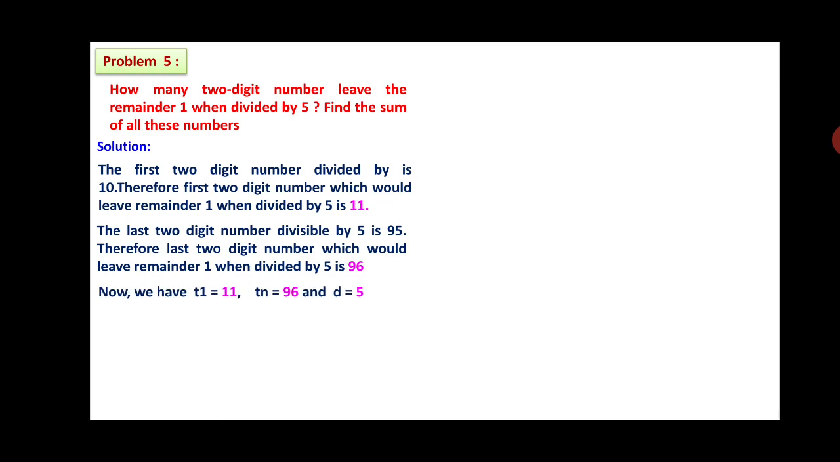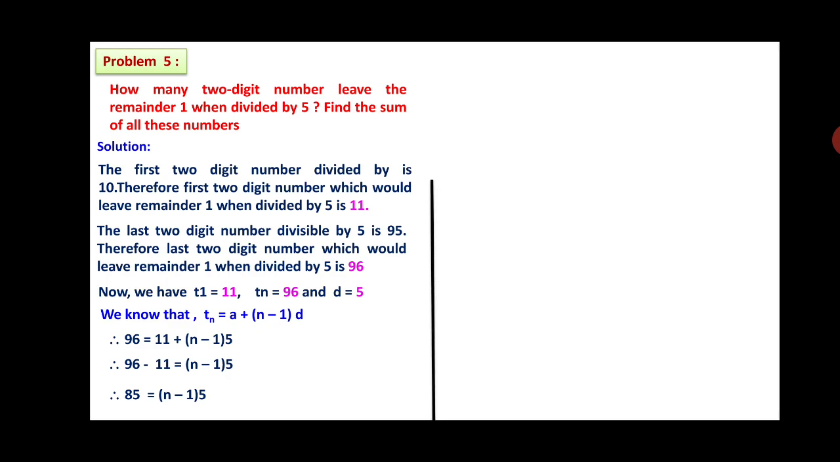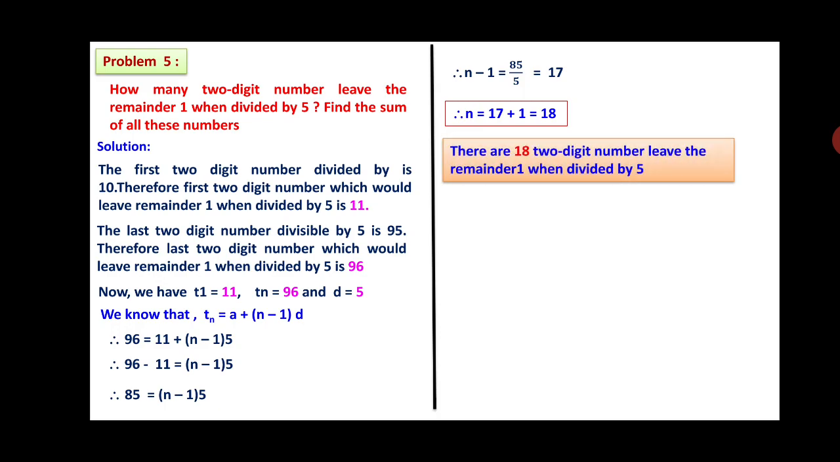Now, we have that T1 is 11, Tn is 96 and the difference is 5. We know that Tn is equal to A plus n minus 1 into D. This is the formula we are using here. Now substitute the values. Tn is 96, which will be equal to A is 11 plus n minus 1 into D is 5. Now we will simplify. 11 goes to the left hand side, 96 minus 11 is equal to n minus 1 into 5. So subtraction is 85 is equal to n minus 1 into 5. Therefore, friends, n minus 1 is equal to 85 divided by 5, that leads to 17. Therefore, n is equal to 17 plus 1, that is 18. There are 18 two-digit numbers that leave the remainder 1 when divided by 5.